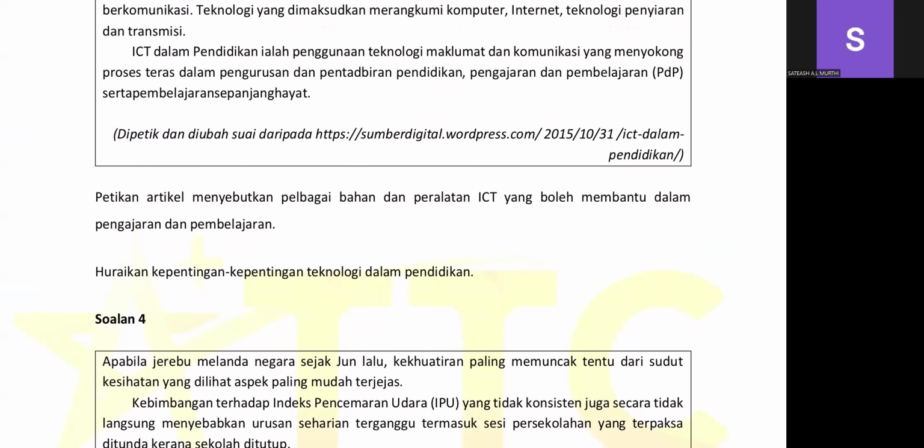Berbagai bahan dan peralatan ICT yang boleh membantu pengajaran dan pembelajaran. Huraikan kepentingan-kepentingan teknologi dalam pendidikan. Okay, in these questions, when you see kepentingan, it means they are asking kebaikan. Importance. Kepentingan is equal to kebaikan. They are asking you to find the benefits of technology dalam pendidikan, in education.